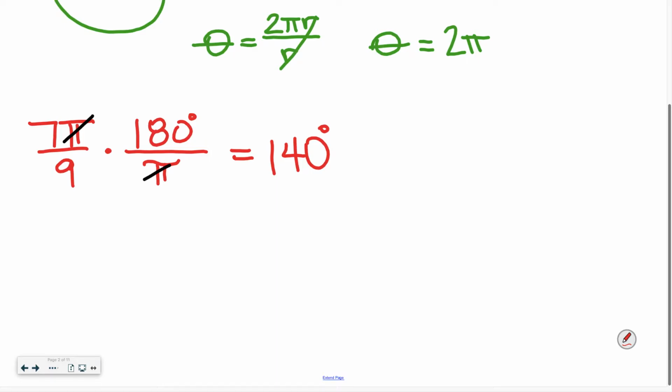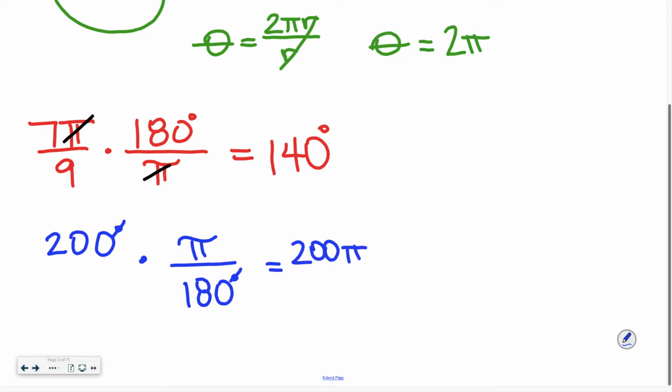Let's talk about going the other way. What if we had a degree measure? We'll just say 200 degrees. Okay. Now we're going to multiply by pi over 180 degrees. We want our degrees to cancel. And now we have 200 pi over 180.